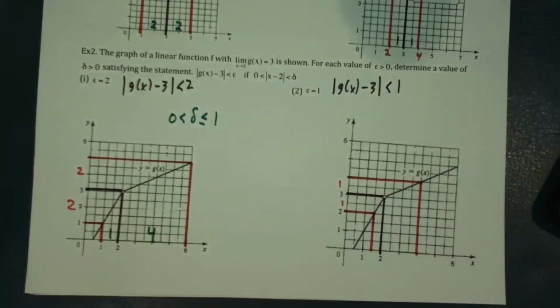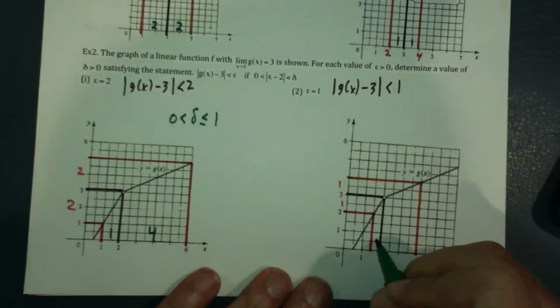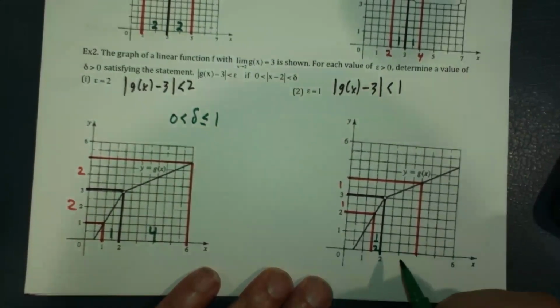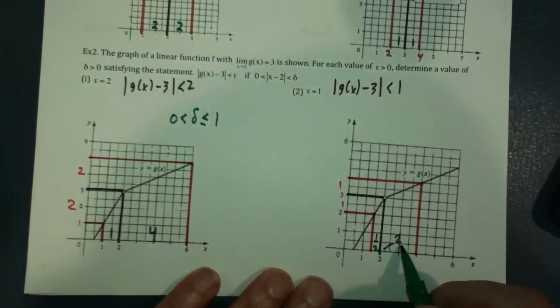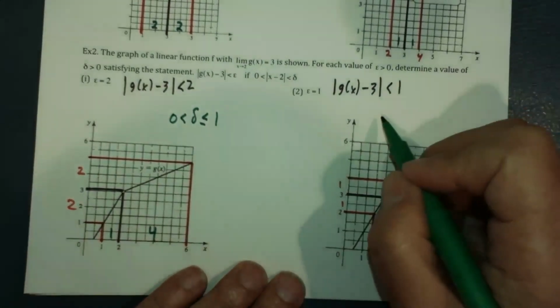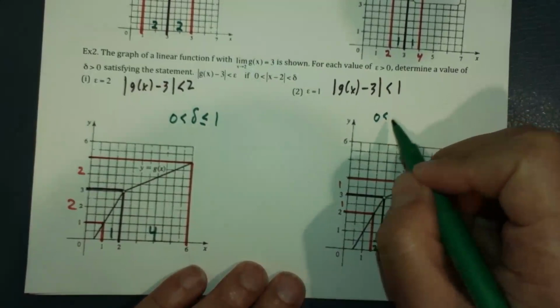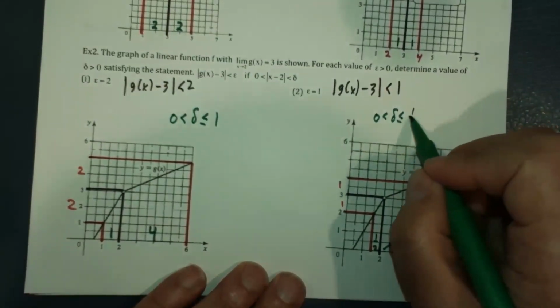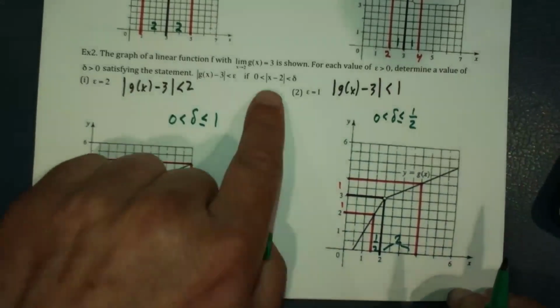Well, in one direction, in this direction, we're only 1/2. And for this one, this is 2, 3, 4. So we're here a distance of 2 from there to there. So we're going to pick the lesser of the 2, the 1/2. So delta has to be between 0 and 1/2 here.